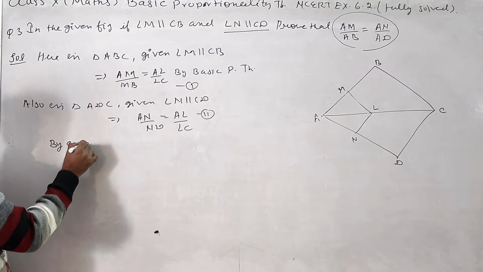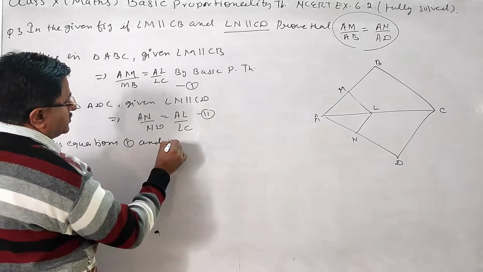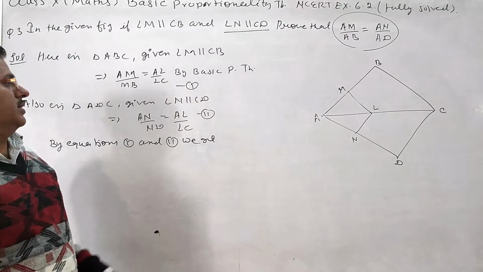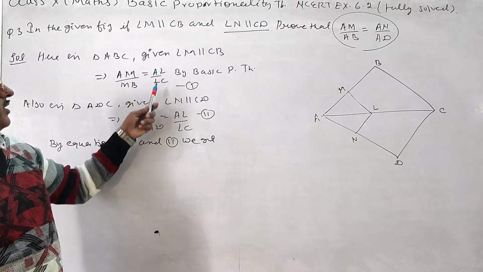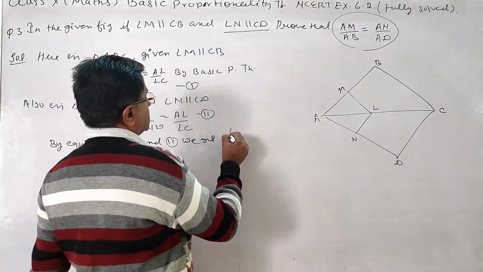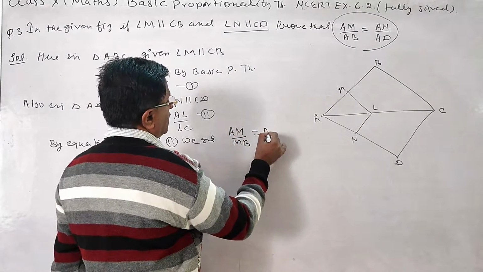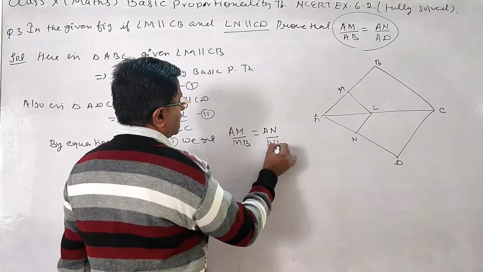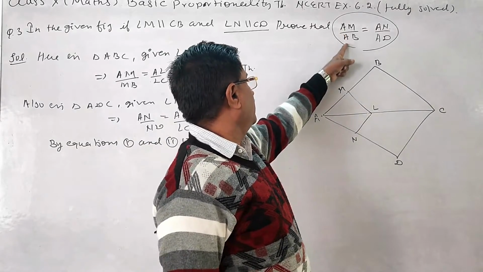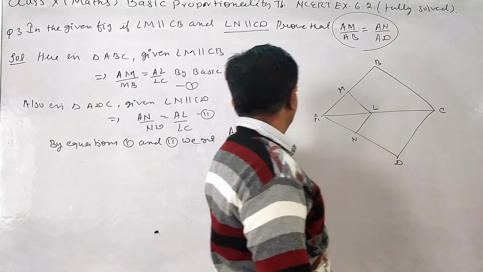By equation 1 and 2 we get, in these two equations, left sides are equal, AL upon LC, AL upon LC. So right sides should also be equal, that is AM upon MB is equal to AN upon ND. But again this is not our result. What we need is AN upon AB, but here we have AM upon MB and AN upon ND.